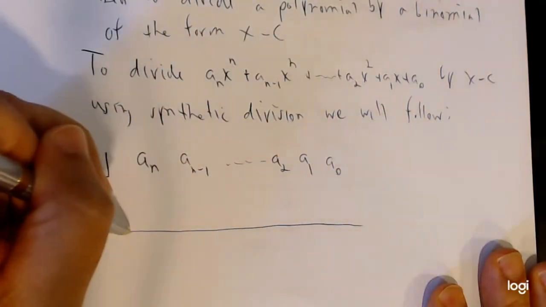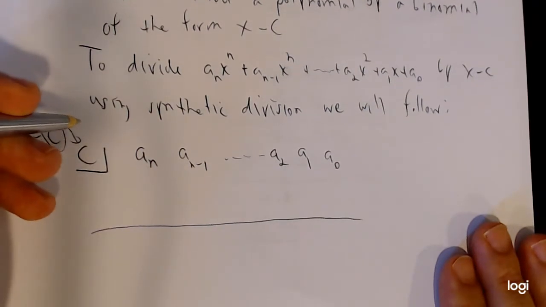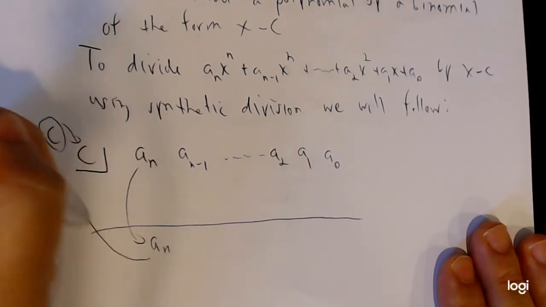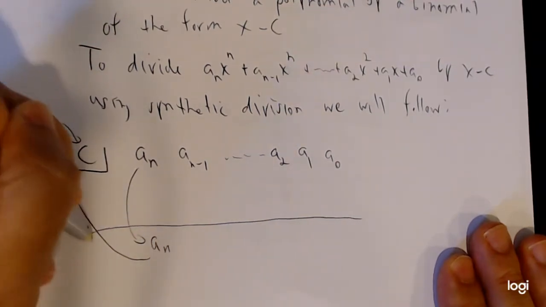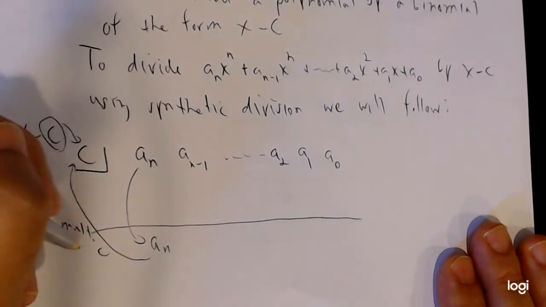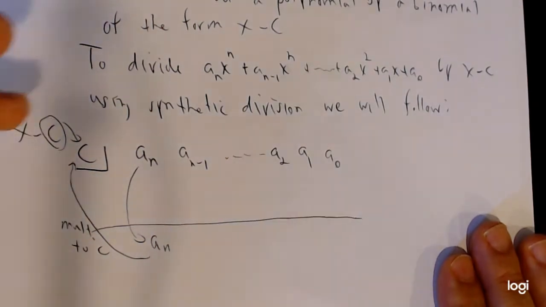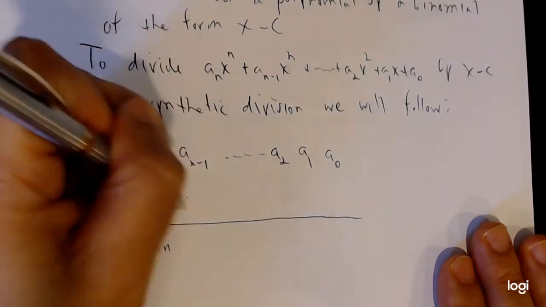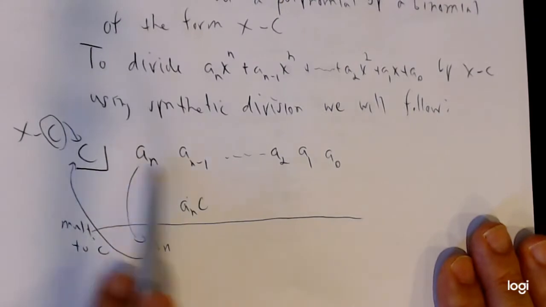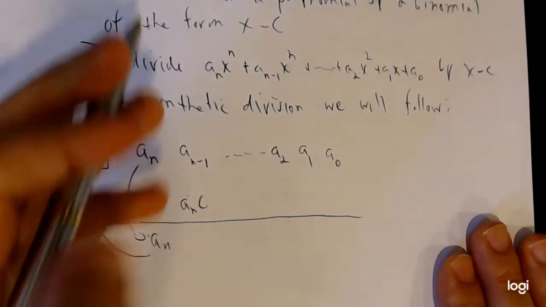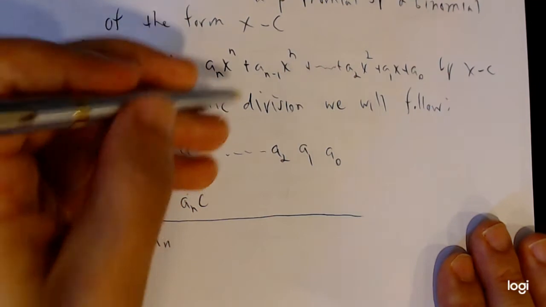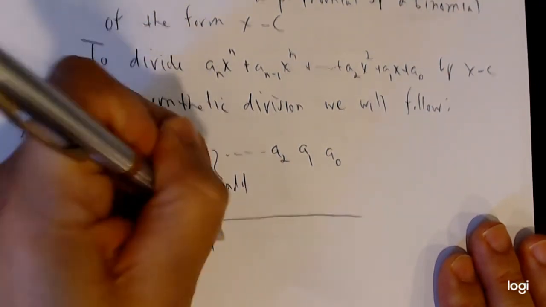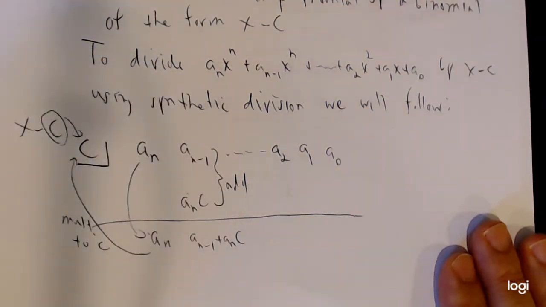So then what we do is, if you remember the process, we would bring this a sub n down. And then what would I do? I would take this, then we would multiply that to c. Okay, multiply to c. After you multiply to c, then what do I get here? I get basically a sub n times c, right? Because that's what I get, and I put it under the next term. And then what is it that we do here? Then we would take these terms and we would add them, and you get a sub n minus 1 plus a sub n c.